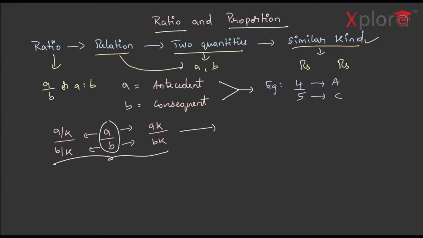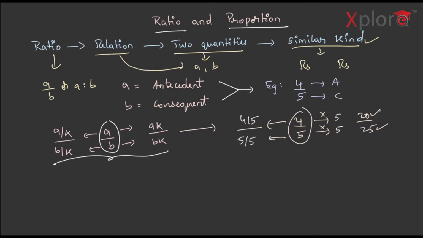Let's understand this with an example. Let's take 4 by 5 as the ratio. Multiplying each term of the ratio by a non-zero number, here let's take 5, will become 20 by 25. And this on simplification will be the same as 4 by 5. Coming to the dividing part, let's divide it by 5. It will be 4 by 5 and 5 by 5 respectively. On simplifying this, we get the same ratio. So even if you multiply or divide it by the same non-zero number, it does not affect the ratio.